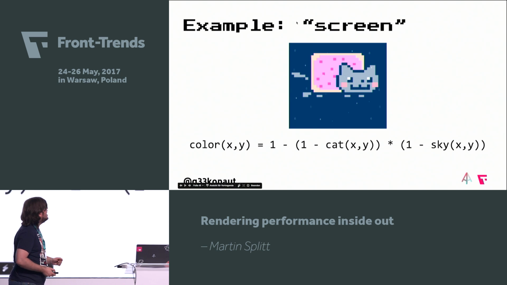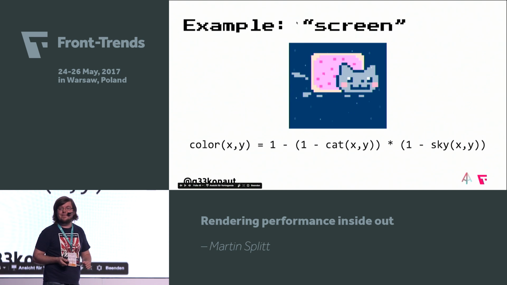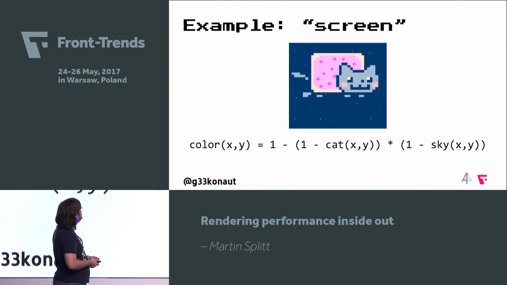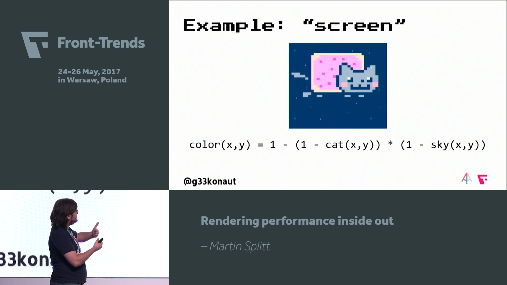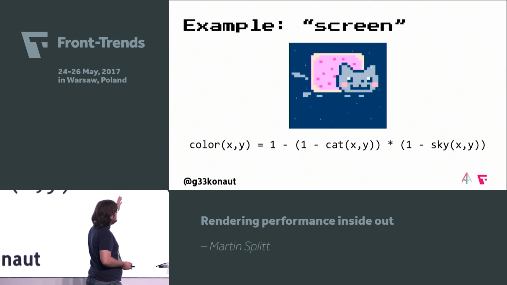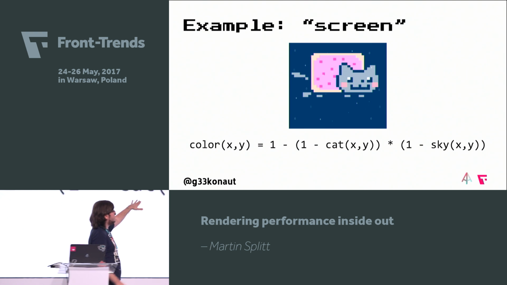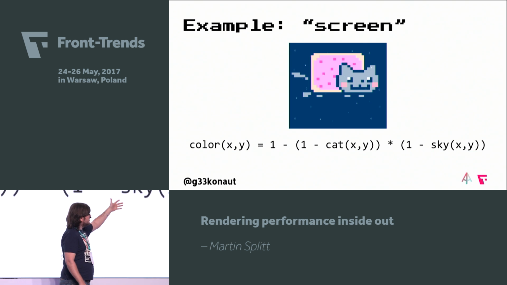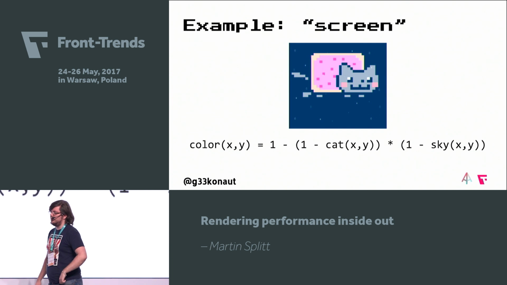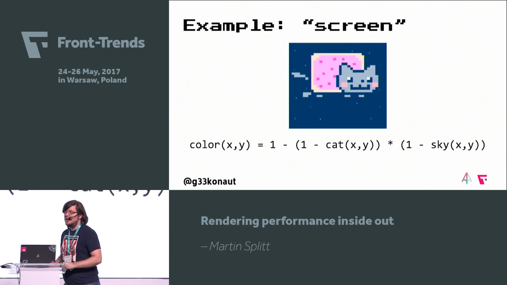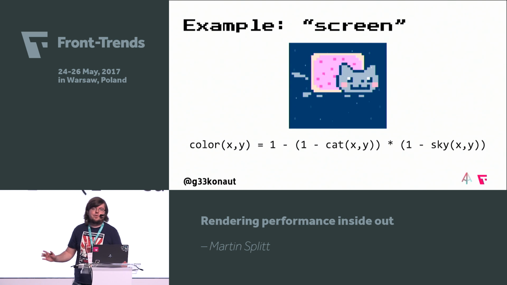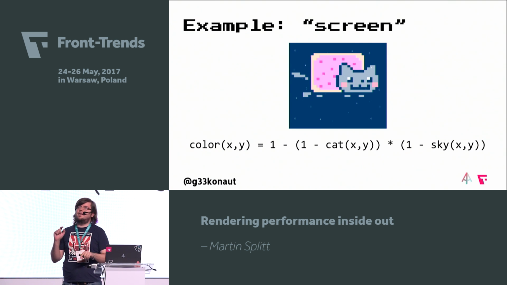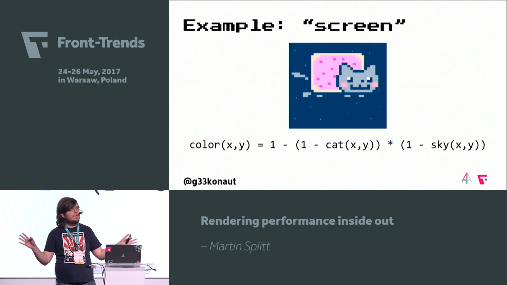So we are back to the screen blending mode. So here we have our two things blended, and the color at position x and y is 1 minus whatever color we have in the cat picture, multiplied by 1 minus the sky color at the position that we are trying to blend on. Complicated, but you don't have to do it. You just go, CSS, mix-blend-mode: screen. So that hides away the complexity.